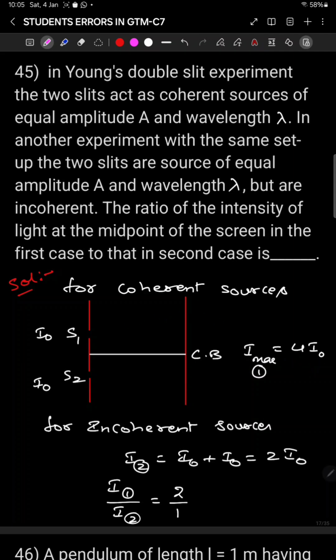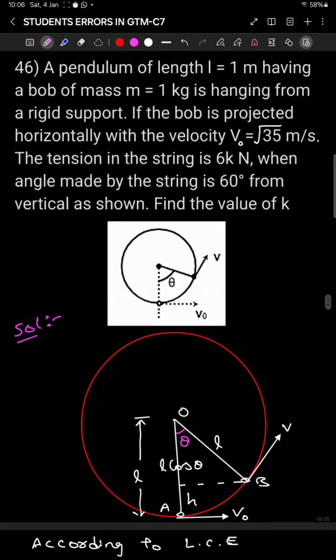Similarly, if these two coherent sources are incoherent, then what happens to intensity, they asked? For incoherent sources, intensity will be I0 plus I0, which is 2I0. Now they are asking the ratio of intensity between the two cases. For the coherent sources case, intensity is 4I0. For the incoherent sources case, intensity will be 2I0. This ratio becomes 2:1. Now let's go to the next question.